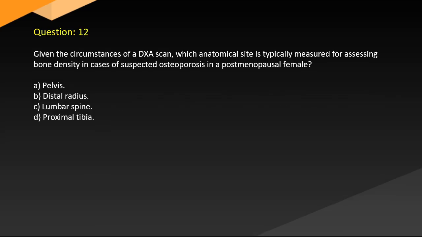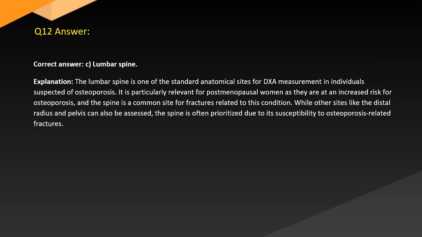Question 12. Given the circumstances of a DSA scan, which anatomical site is typically measured for assessing bone density in cases of suspected osteoporosis in a postmenopausal female? A. Pelvis. B. Distal radius. C. Lumbar spine. D. Proximal tibia. Answer. Correct answer, C. Lumbar spine.